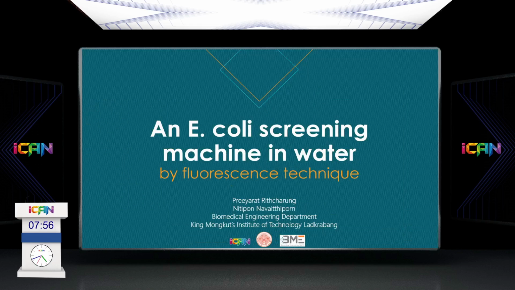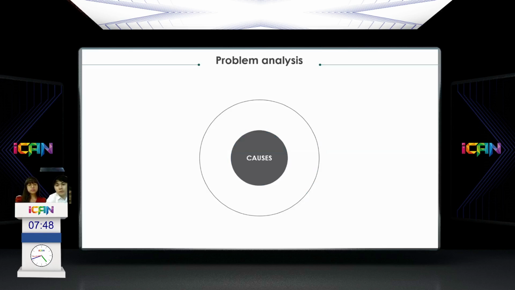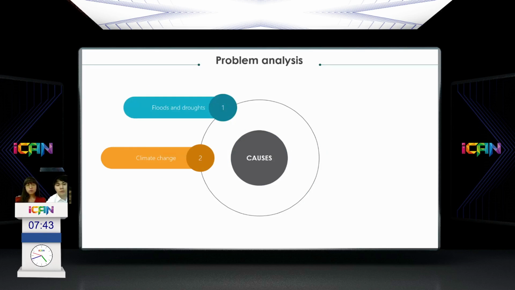This is another of our projects, which is named an E. coli screening machine in water by fluorescence technique. The causes of the water pollution, first, is flood and drought.